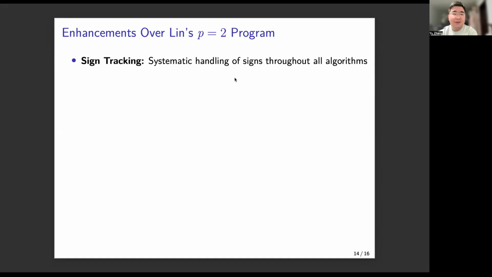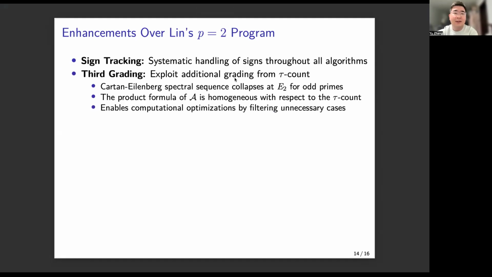A second difference. For odd primes, actually for the Ext E2 page, we have an extra grading. And this fact can be considered from different perspectives. Well, one way is it's a classical result that the Cartan-Eilenberg spectral sequence collapses at the E2 page with no non-trivial extensions for odd primes. Since the Cartan-Eilenberg spectral sequence has triple gradings, the Ext E2 page should also have triple gradings.